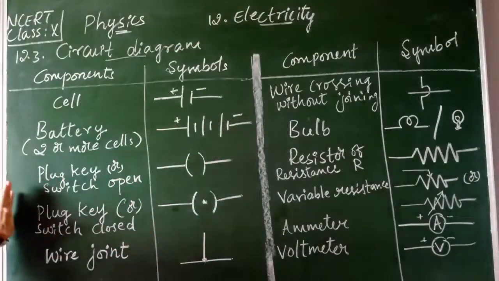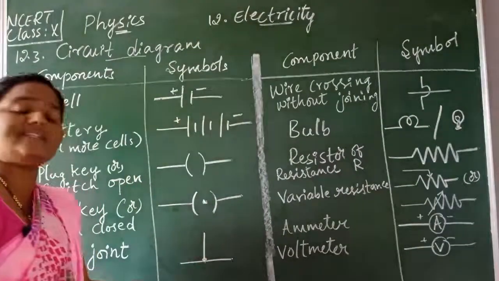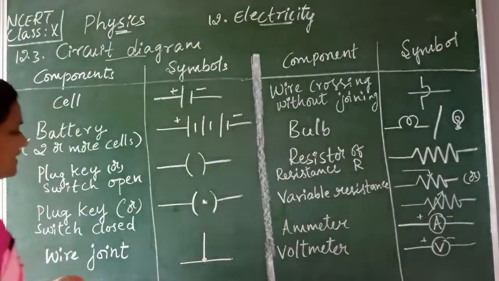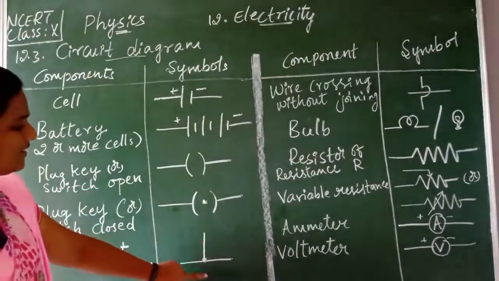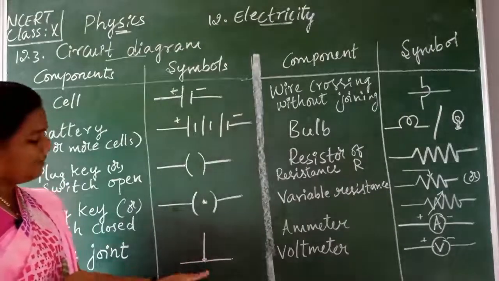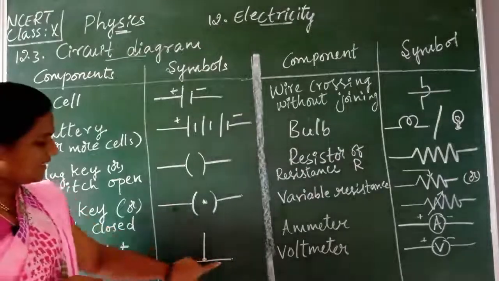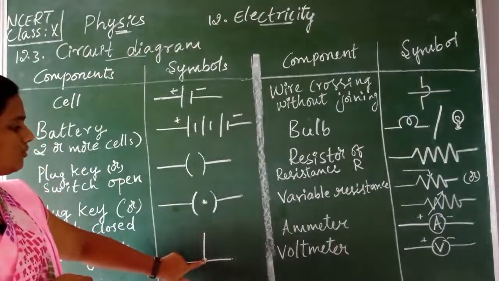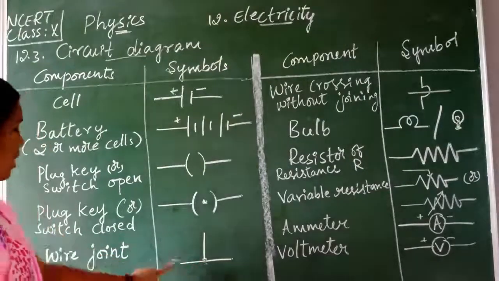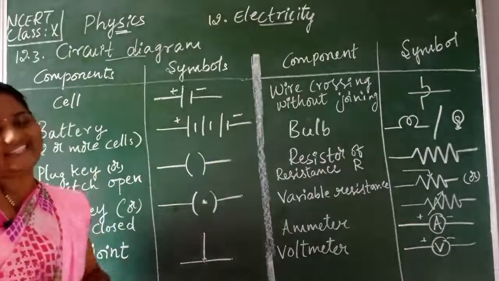Next, one more component called wire joint. Suppose in certain practical situations we need to join the wires, then how will it be represented, children? That is, we can say a reverse T, isn't it? Reverse T means here one line you have to connect to the horizontal line, and a blob should be placed here. This indicates that there is a wire joint, meaning two wires are connected.